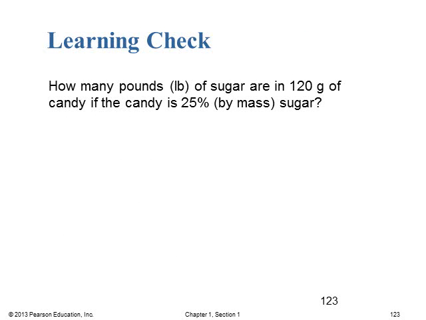So then here, how many pounds of sugar are in 120 grams of candy if the candy is 25% by mass sugar? So one thing you can see here is there's a couple things actually. We have percent and we have a mass of 120 grams, so we want to have our percent in grams, and then we're also going to have an additional conversion factor of getting grams to pounds somehow.